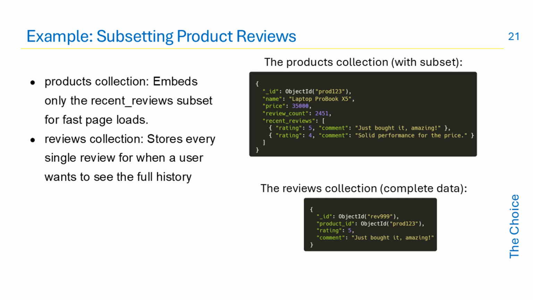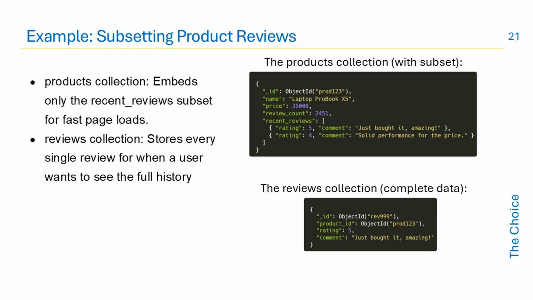Separately, we have a reviews collection. This collection holds the complete, unabridged data. Every single review is stored here as its own document, with the product ID field that references back to the parent product. The application logic for writes is now more complex.